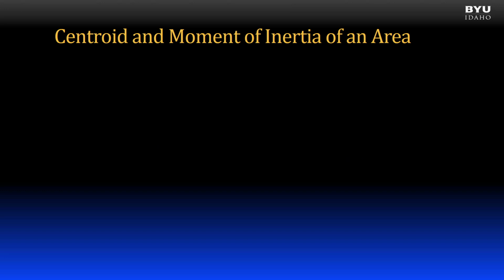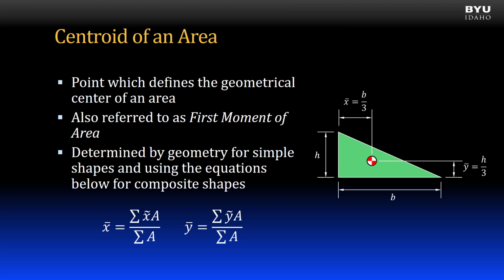First, the centroid and moment of inertia of an area. Finding the centroid and moment of inertia of a cross-sectional area is a required step in determining the normal and shear stresses in beams. Generally, we find the centroid of a cross-sectional area first. The centroid is the geometrical center point of an area and is also called the first moment of area.